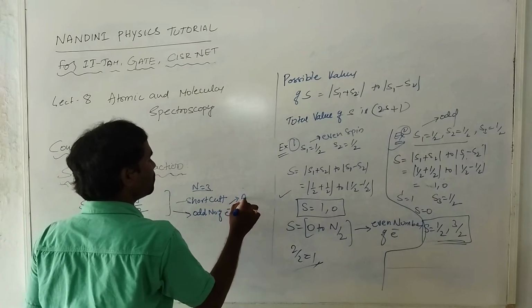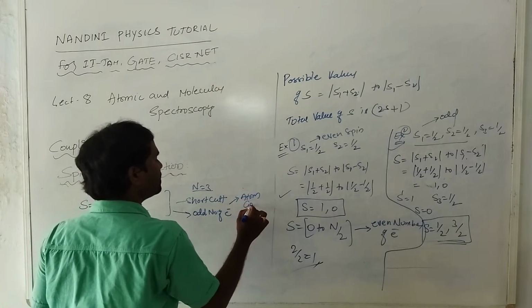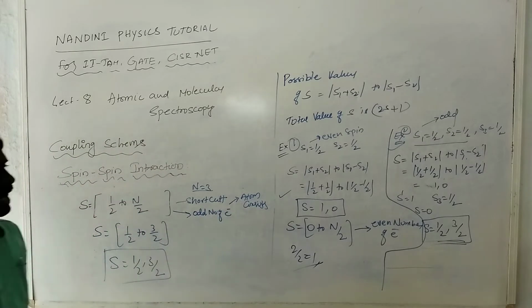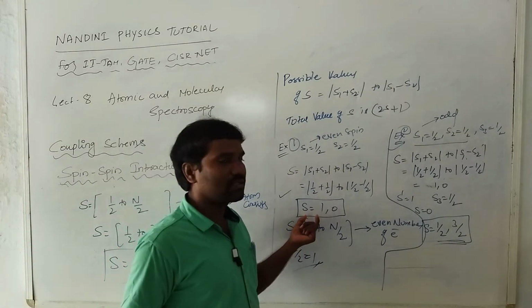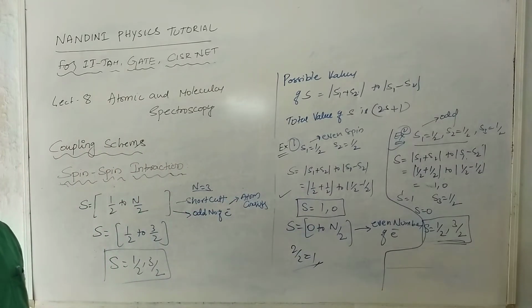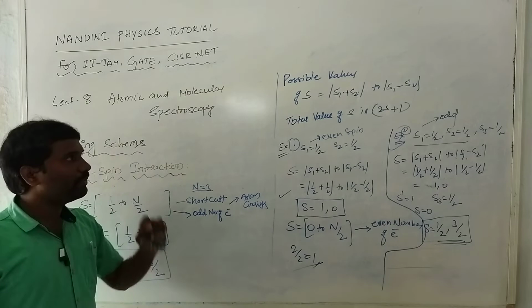So if an atom consists of an odd number of electrons, this is the formula. And if an atom consists of an even number of electrons, this is the formula. So this is about spin-spin interaction. Understand? Right now, the next concept is spin-orbit interaction.